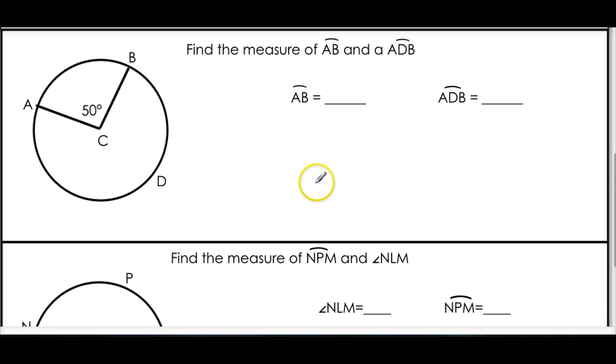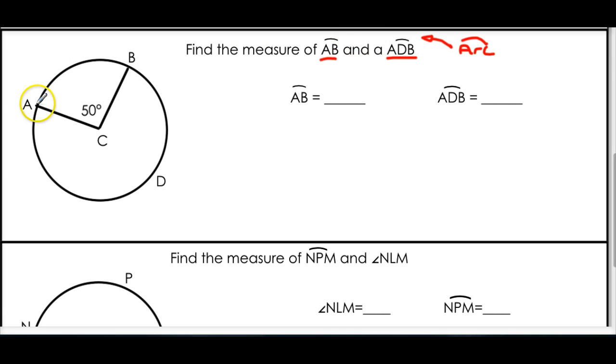We're going to find two measures. We're going to find the measure of arc AB and arc ADB. Now, here's an important thing to mention. There are two things I want to teach you. One, that little symbol right there means arc. So when you see that little curve on top, that's saying look for the arc. That's how I know it's arc AB and arc ADB.